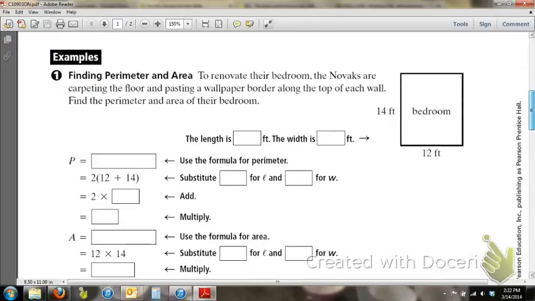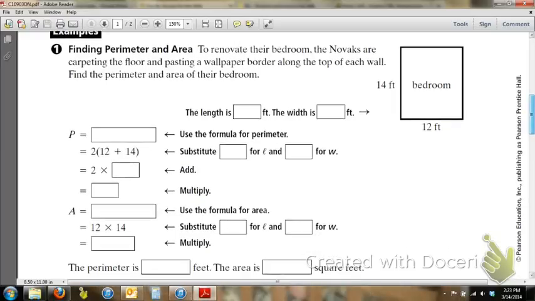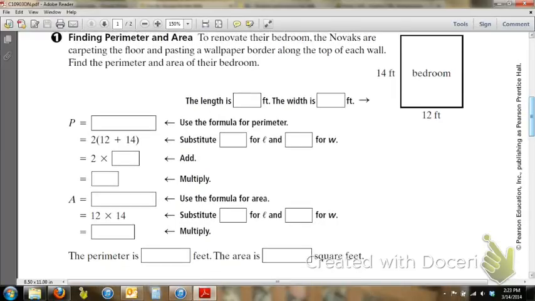Okay, so here we're looking at the blueprint for a bedroom. Now, I know a lot of you like to use that program where you get to create your own houses and your own rooms, so this is similar to that. To renovate their bedroom, the Novaks are carpeting the floor and pasting a wallpaper border along the top of each wall. Find the perimeter and area of their bedroom.